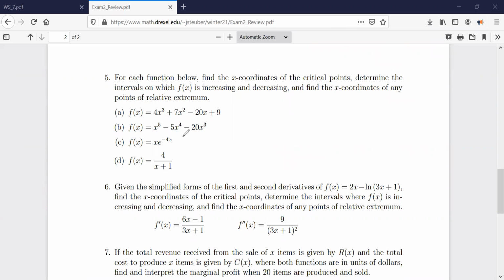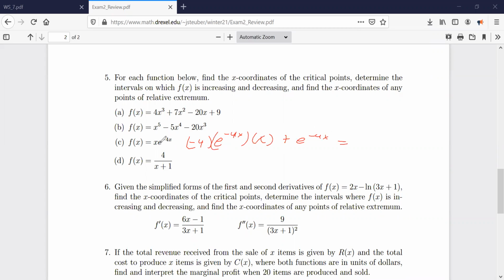I'll do C and then I'll move on. So x, if I do the derivative of this guy, that's just a product rule. So it becomes first times the derivative of the second. The derivative of the second is -4 times e to the -4x times x, plus the second times the derivative of the first. The derivative of the first is 1, so that's plus e to the -4x.